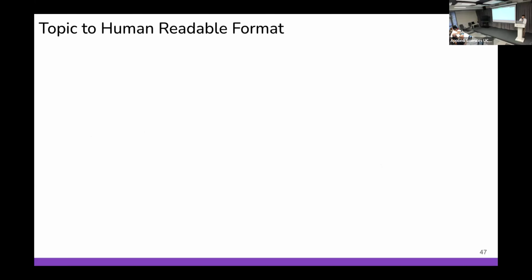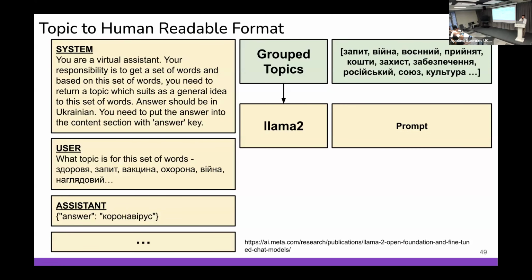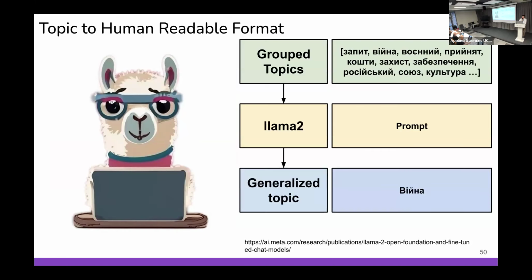After that, we are trying to convert these topics into a human readable format. To do this, we're using Llama second version. When we started the experimenting phase, it was the newest version, and that's why our choice was the second version. So our group topics are going to the Llama model. Then we have also written a prompt. After that, we received a generalized topic for each group.